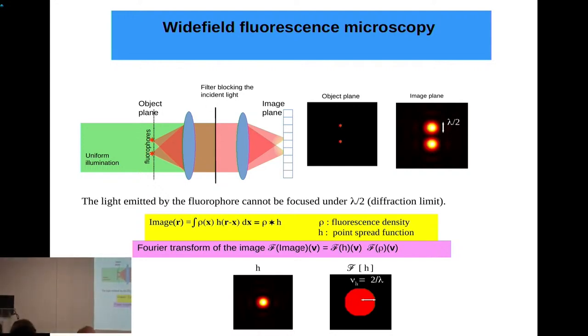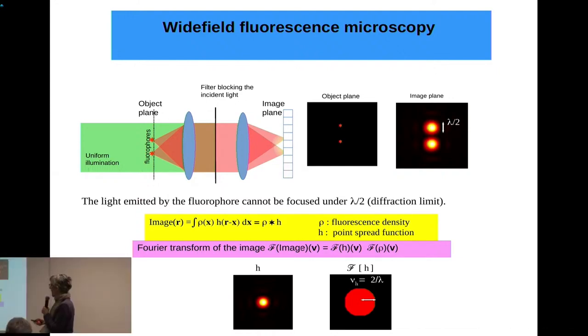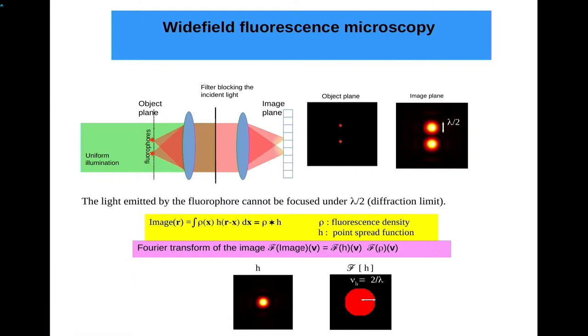Okay, so in wide field fluorescence microscopy, you have a sample which is stained by fluorophores. Here you have 2 fluorophores. It is illuminated with a uniform illumination, and then the light emitted by the fluorophores goes through the objective, through the tube lens, and you get spots on the camera. So what is important here is that what you have at the object plane are those 2 fluorophores, and at the image plane you have those 2 spots.